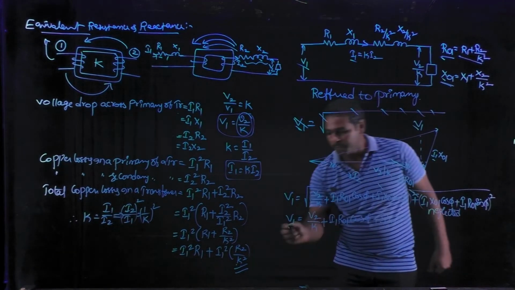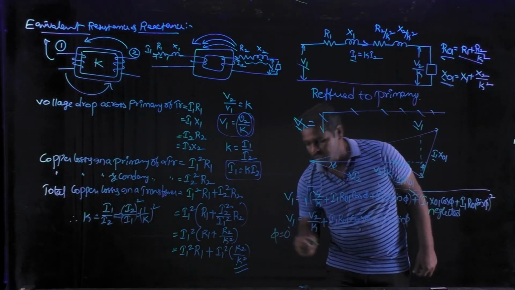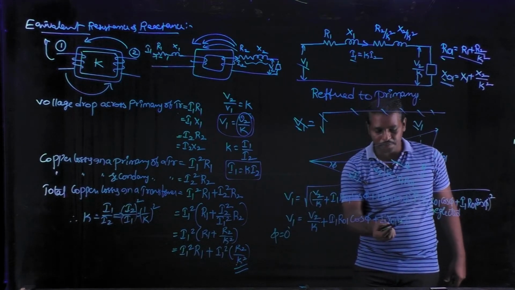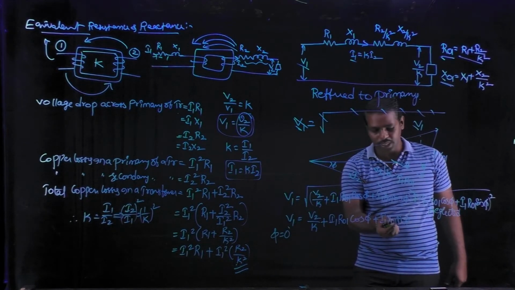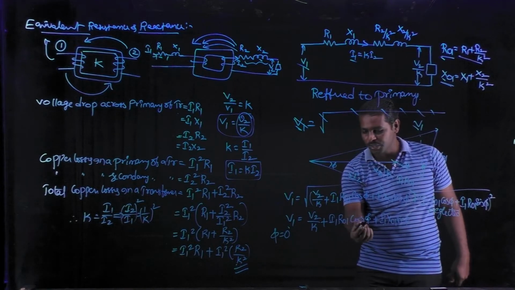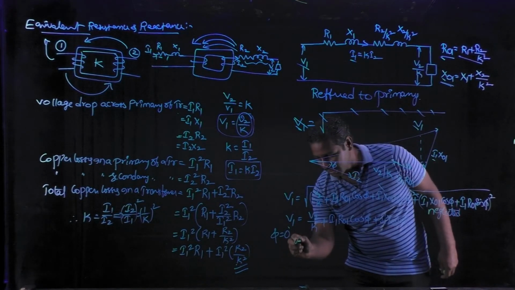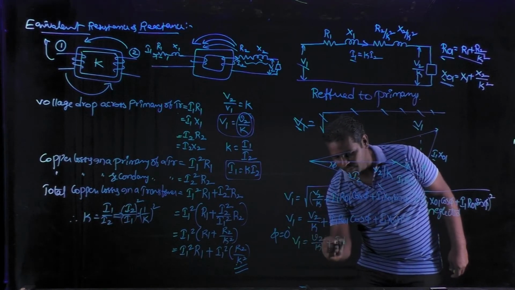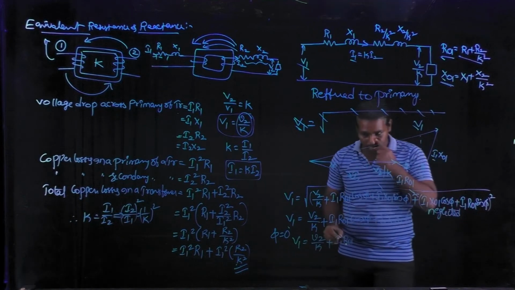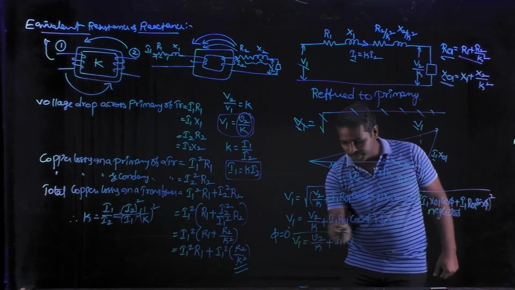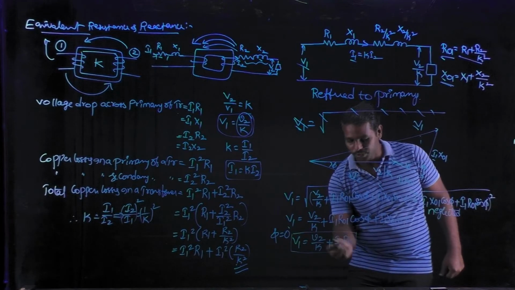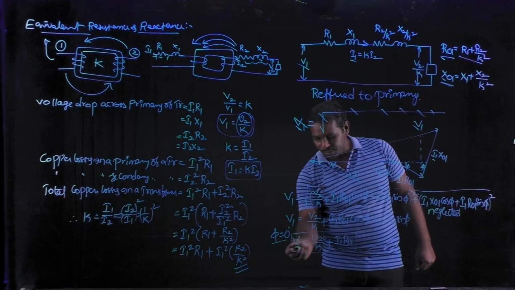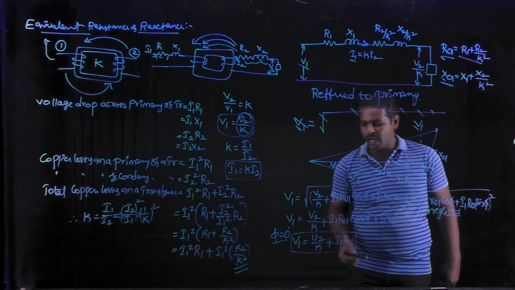Then phi is equal to 0. That means the power factor angle is 0, so cos phi is equal to 1, and sin phi is equal to sin 0, which is equal to 0. But cos 0 is equal to 1. So this equation is simplified into V2 divided by K plus I1 R01. This expression is valid for phi equal to 0, that is, V1 is equal to V2 by K plus I1 R01.